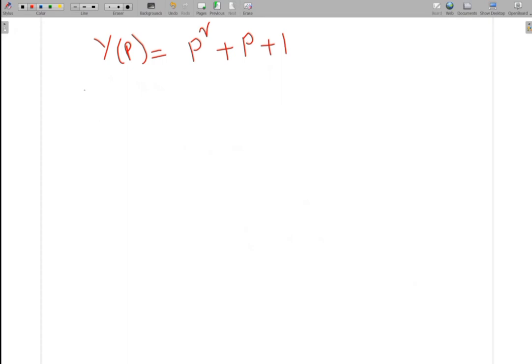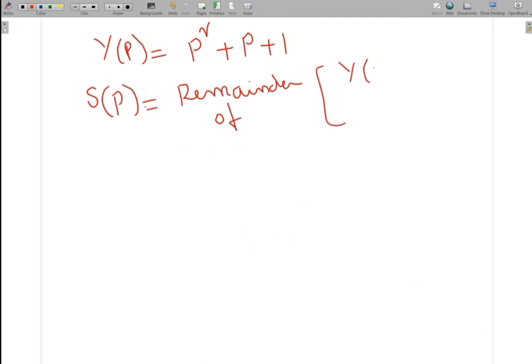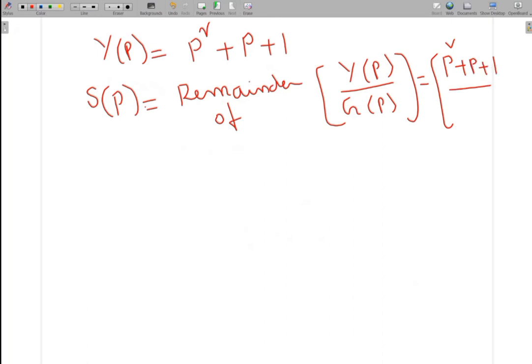Okay. Next one, find out S of p. S of p is the remainder of y of p by g of p. But y of p is p square plus p plus 1. G of p is p cube plus p plus 1. But here the order of y of p, the numerator, is less than the denominator order.